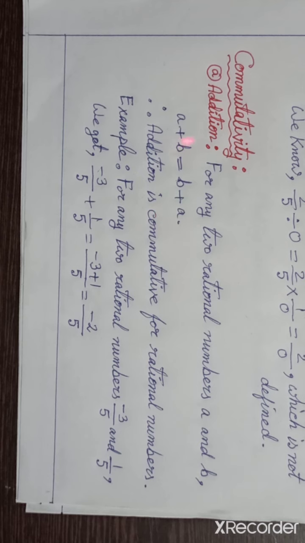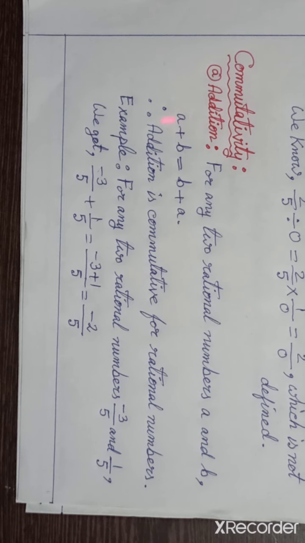Here this commutativity of addition says that if we take any two rational numbers and change the order of the two rational numbers and add together, if both the values are equal, then we can say that rational numbers are commutative under addition.